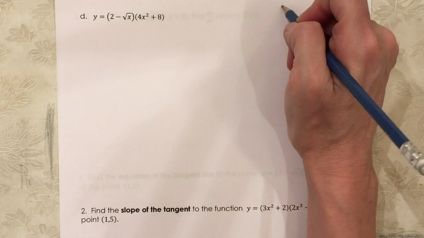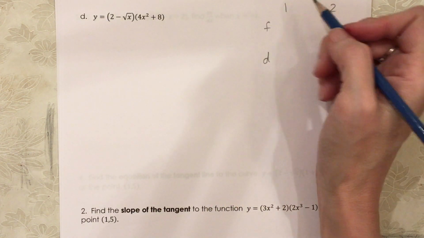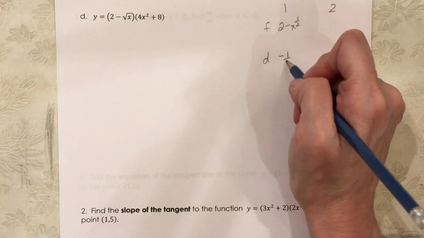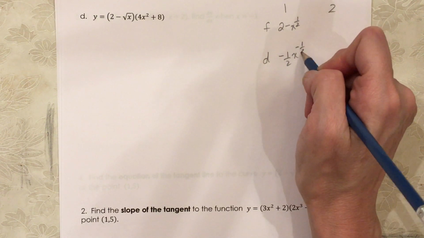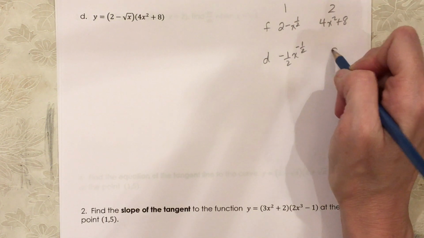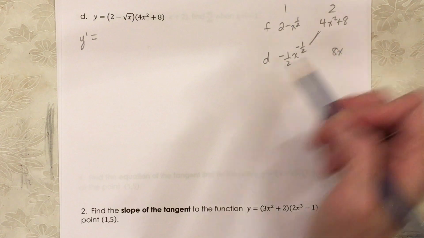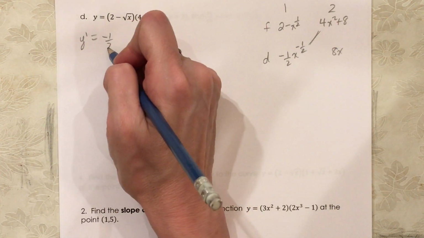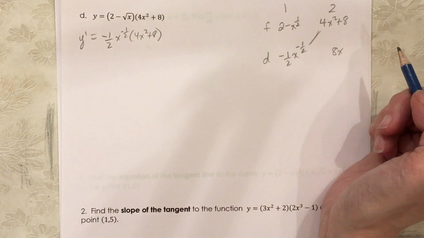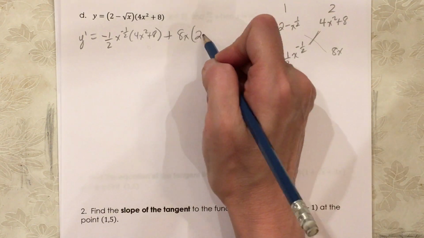So D, we're going to set up our first, second function derivative. So our first function is 2 minus, I'm going to rewrite it right away as x to the 1/2, differentiate, and I get negative 1/2 x to the negative 1/2. Derivative of 2 is 0. Our second function, 4x squared plus 8, derivative is 8x. So we can go for y prime here. So derivative of the first times the second, we've got our monomial term out front. And then plus the first times the derivative of the second, so 8x times 2 minus x to the 1/2.